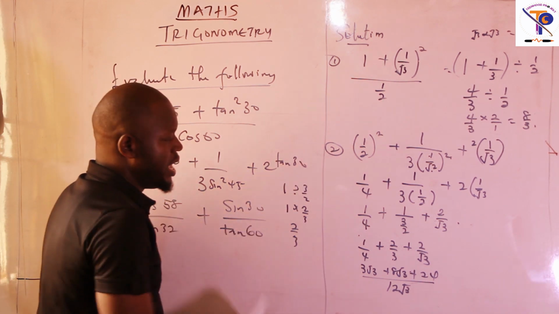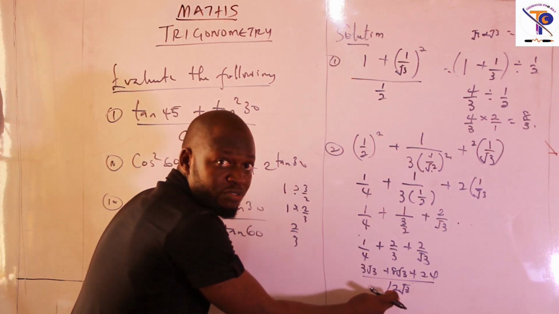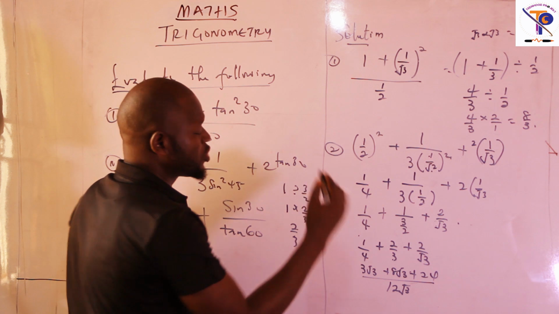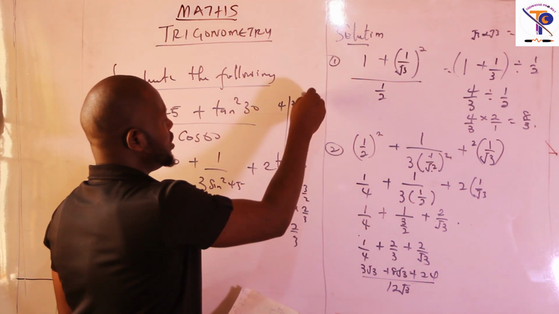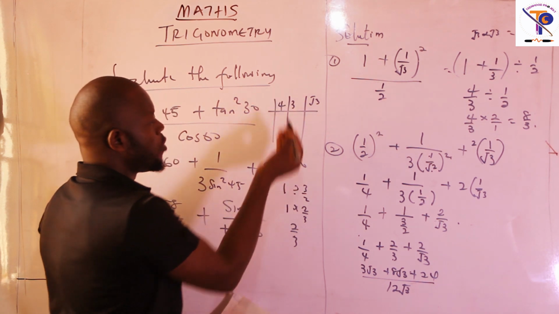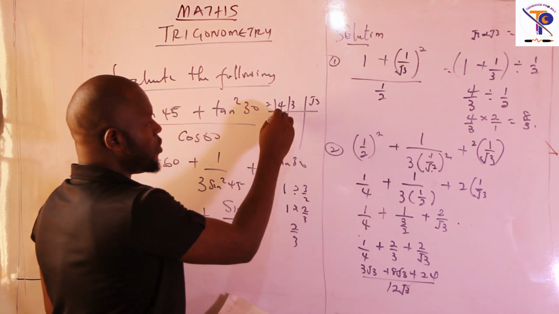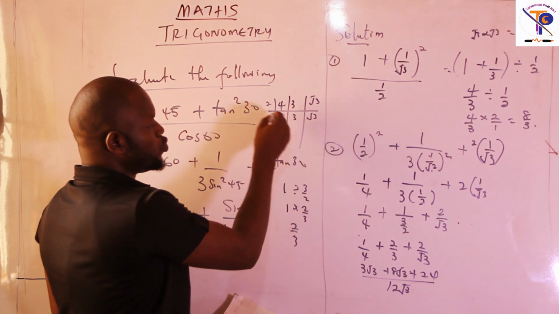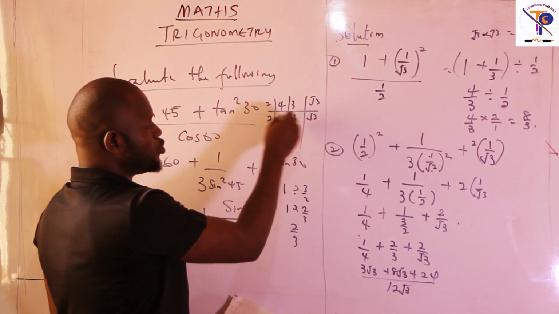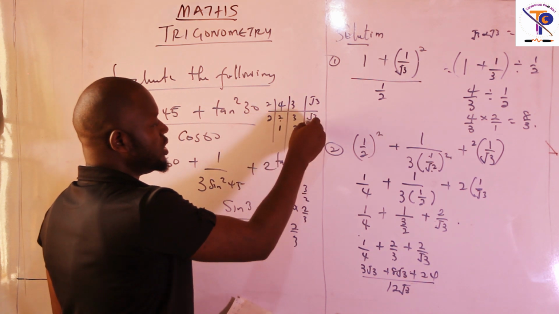For clarity, how do I know this is 12 root 3? Let's pay attention. Naturally, in your primary school, you were taught LCM. Let's find the LCM of this. What is common? 2 is common. 2 in 4, 2. 2 in 3, 3 still. 2 in root 3, that is root 3. 2 is common again. 2 in 2, 1. 2 in 3, 3 still. 2 in root 3, root 3.